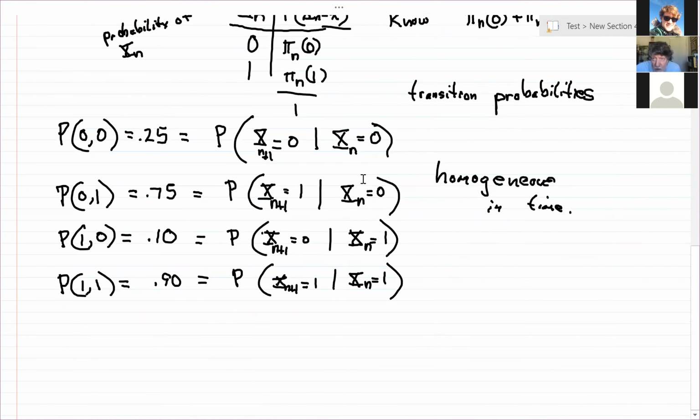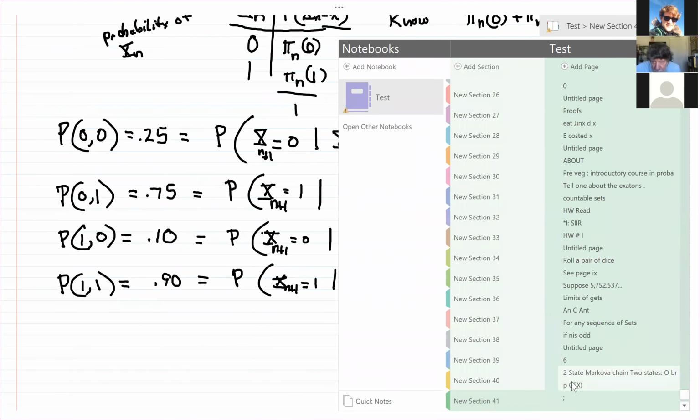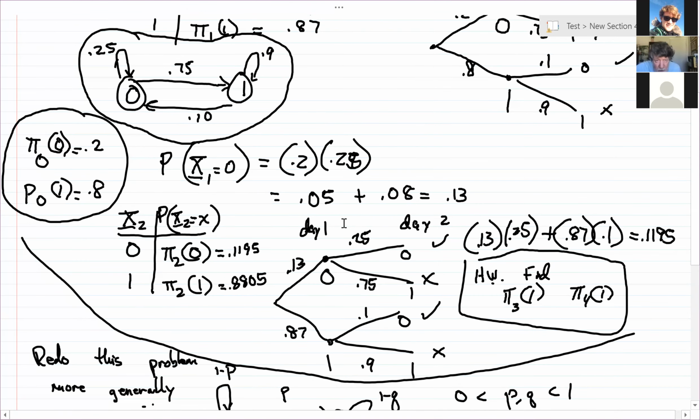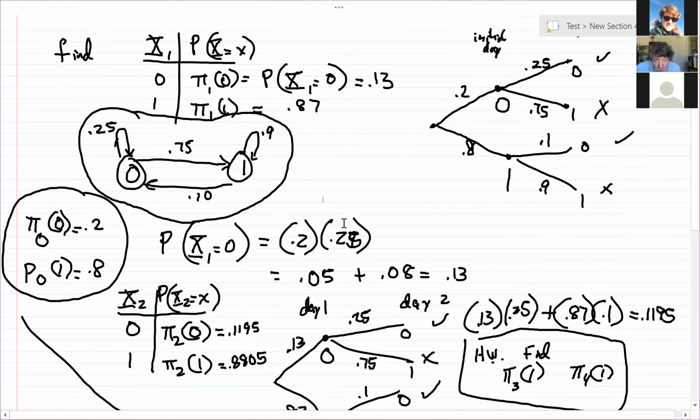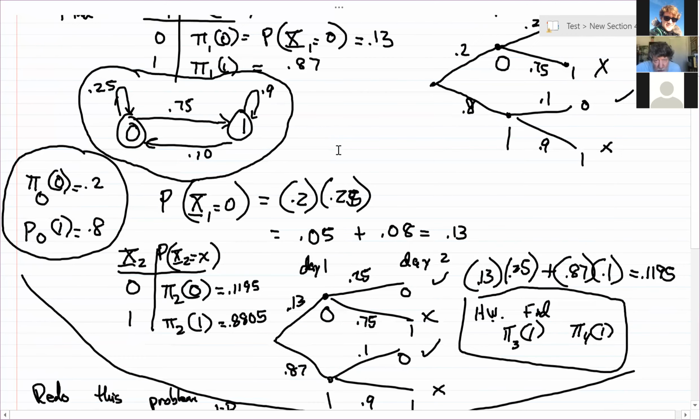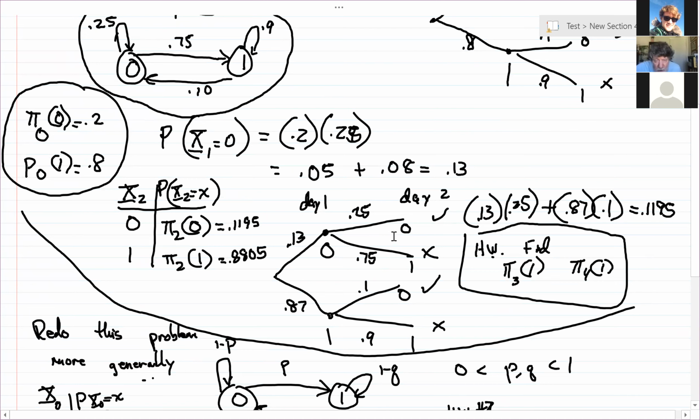I think our next page. Next page, we did some calculations on how to find the distribution at day 1 and how to find the distribution at day 2. And the main tool was the probability tree, which means the main rules that we used were to use the multiplication rule and the sum rule. We've talked about some of those rules already.